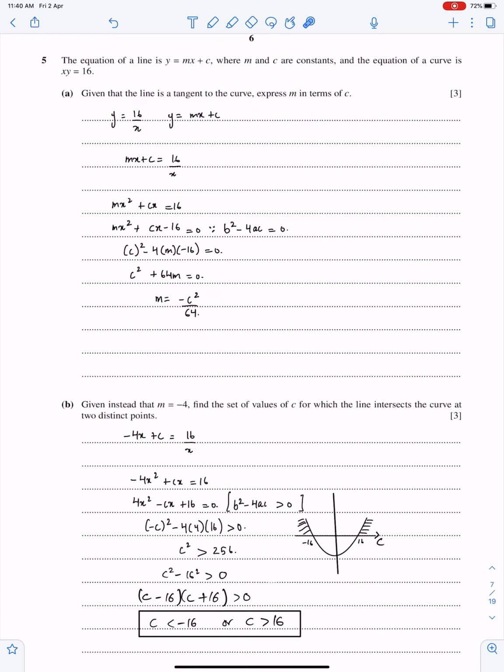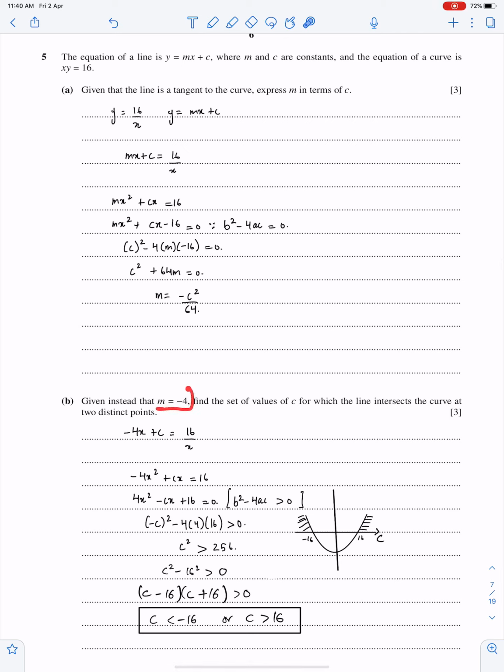Express m in terms of c. Given m is equal to negative 4, meaning m is minus 4. So you need to put minus 4 here. When you put minus 4 here, you will get minus 4x squared plus cx minus 16. You will get this equation.